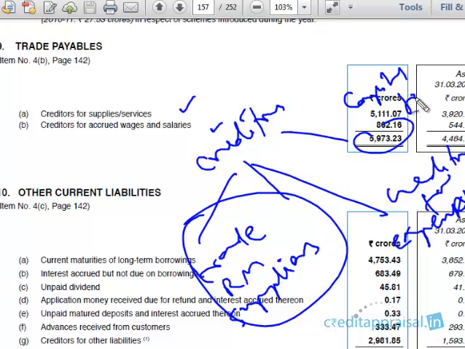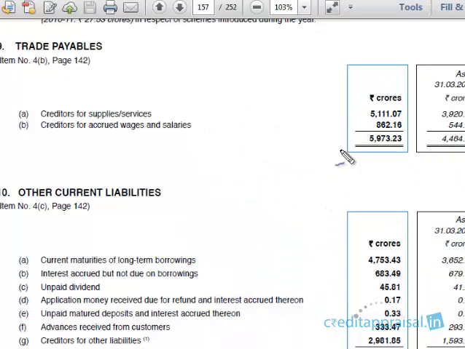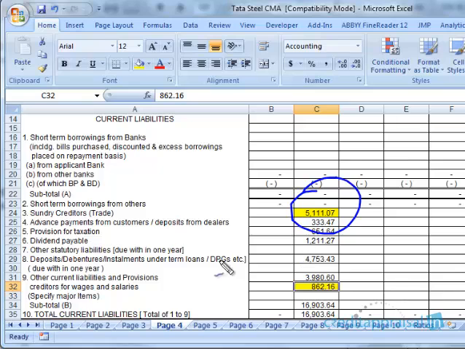This we already classified in this example. These are payments pending to the machinery suppliers, capital goods suppliers. So this example has these two. Here the 5973 crores is broken down to 5111 crores for supplies, trade suppliers, and accrued wages and salaries, which is the creditors for expenses. Let us do the classification. 5111 I have placed under sundry creditors, trade, and 862 under creditors for wages and salaries.